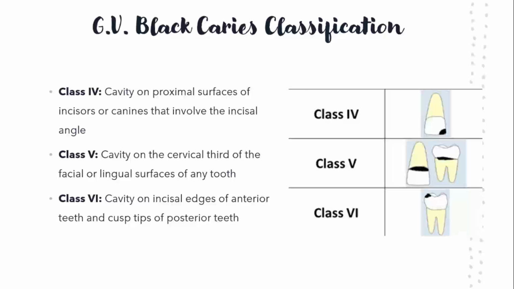Class 5 is cavity on the cervical third of the facial or lingual surfaces of any tooth. Class 5 lesion is technically at the neck of the tooth.